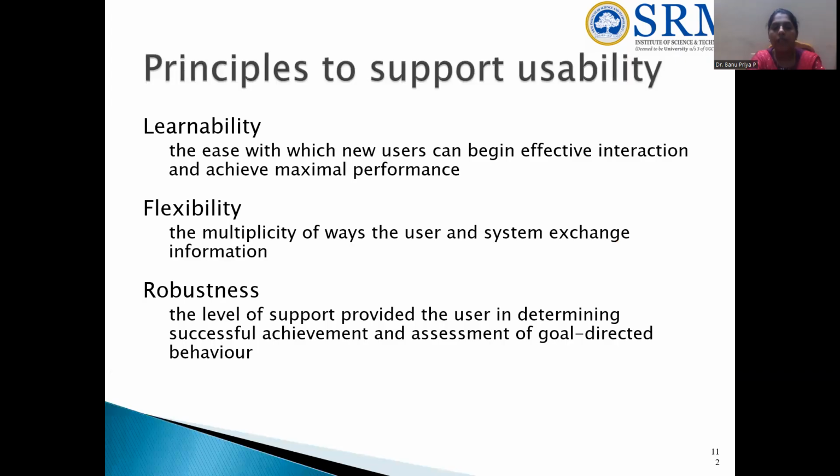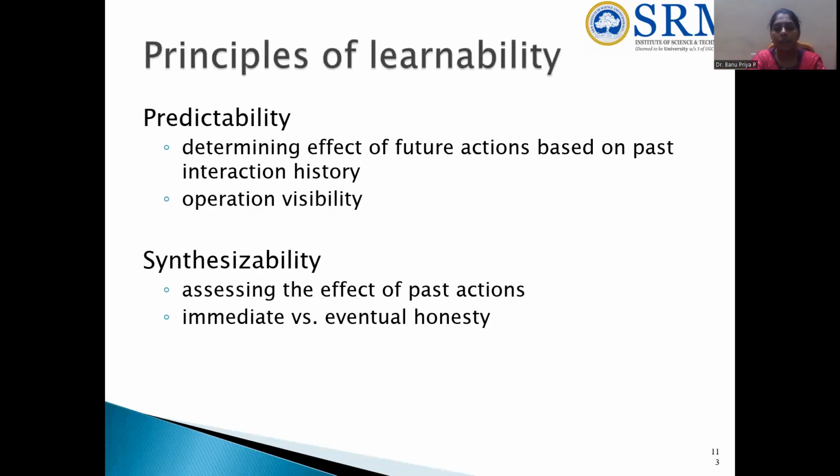What are learnability and flexibility? Learnability is to understand the interaction style. Flexibility is when the interaction style is flexible between the user and the information. It is robust when you are able to successfully achieve the assessments. Predictability is when the effectiveness is able to support future actions.